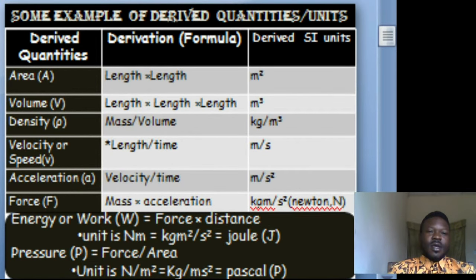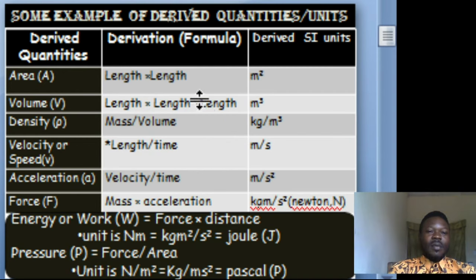You can see area is a derived quantity. And how do you find area? We say area is length and breadth. You are familiar with that. Length is still distance. Breadth is also still the length of any object. Now, if you multiply length times length, it gives you L square. The unit of length is meter, so the unit of area is meter square.